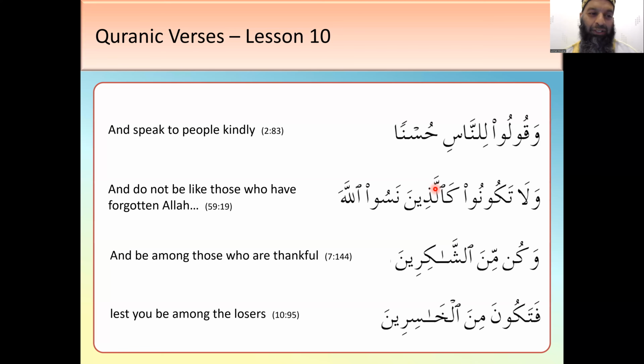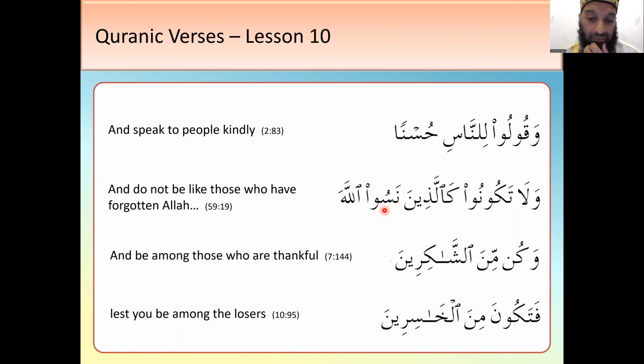Right? So good. Right. So the ka, remember we did ka in prepositions. We only touched upon it, but the ka means like. So like those. The ka, when it attaches at the start of many words, means like. So, and you all do not be like those. The ka is like, and alladhina is those. Like those.